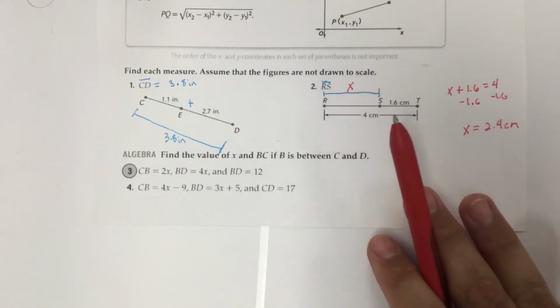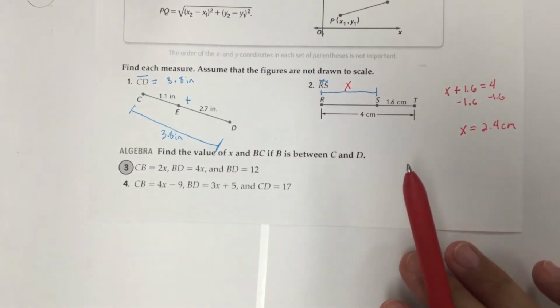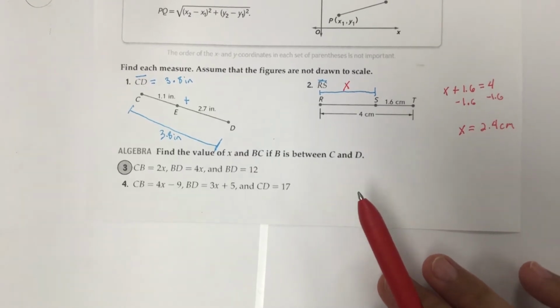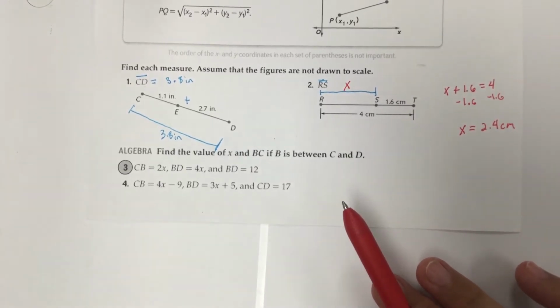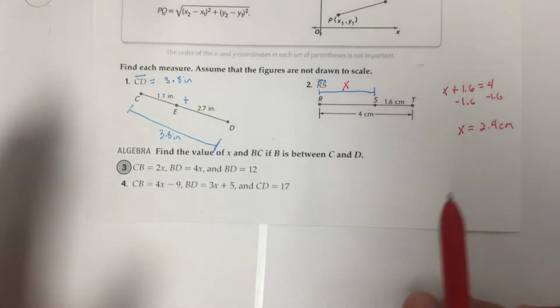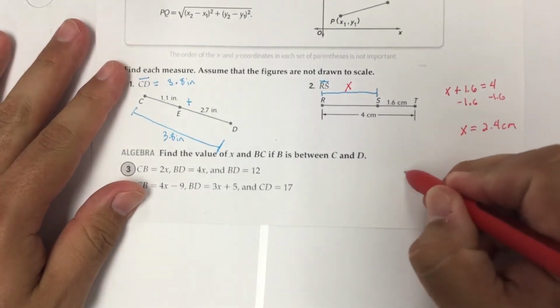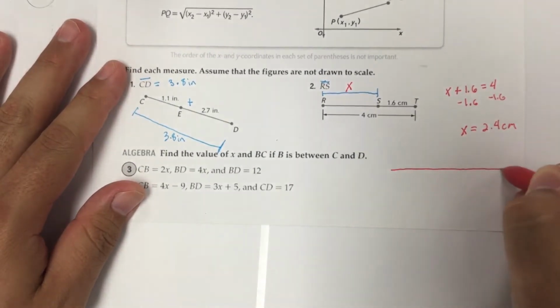So, in algebra, right? Let's look at this piece. It says, find the value of X and BC if B is between CD, right? So what I'm going to do here is I'm going to draw this line segment, right?